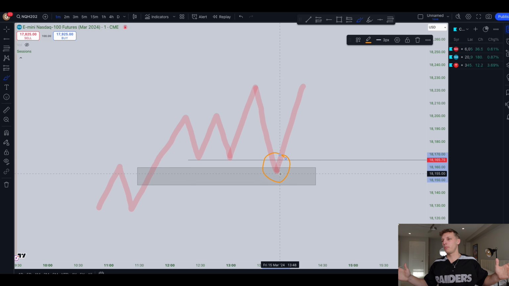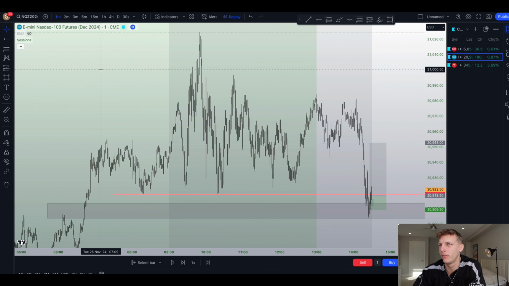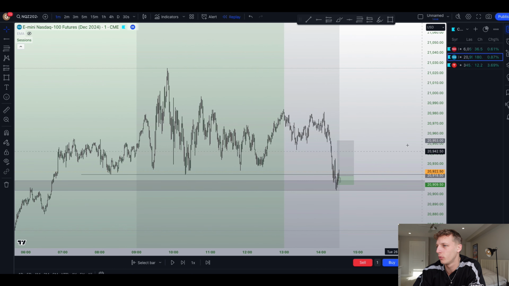Now your entry model can be whatever. It could be an order block, it could be a breaker block, but in my case, it's still going to be the inverse fair value gap. And a perfect example of this trade, which played out on Tuesday, would be right here.